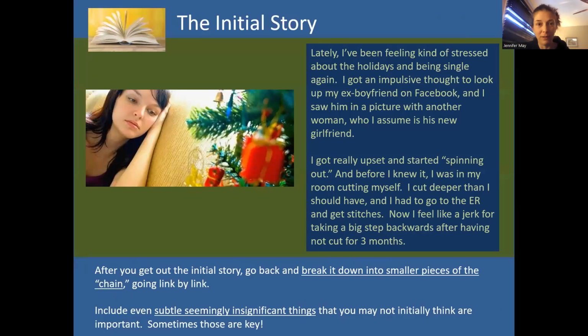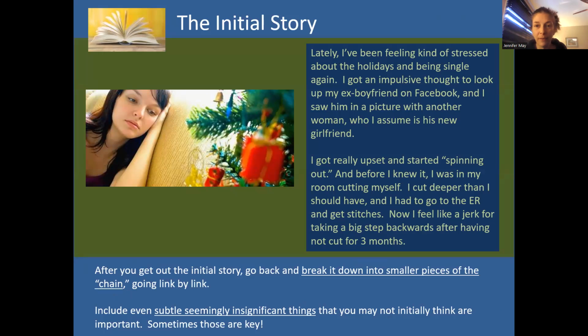Okay, so here we go. And this is kind of like a composite example. It's not somebody's specific story, so there's no breaking of confidentiality here. All right, so in this example, I'm going to start with an initial story that came out about the incident. So if you're the therapist, you're going to ask your client, you're going to see it on the diary card maybe and say, well, what happened? So let's say the initial story is something like this.